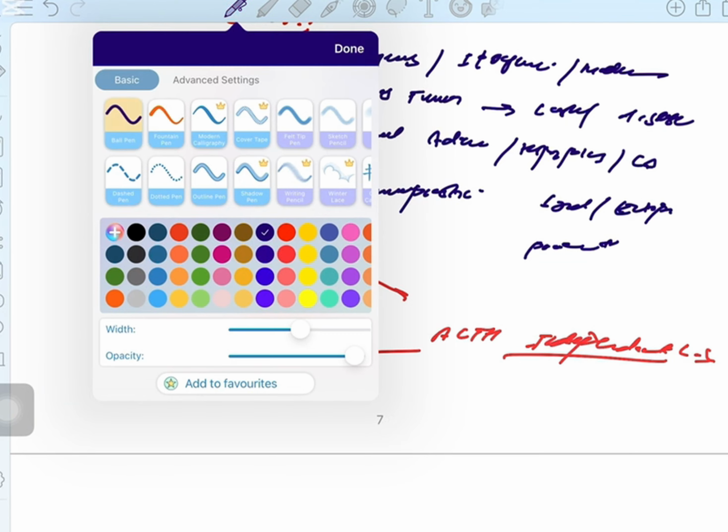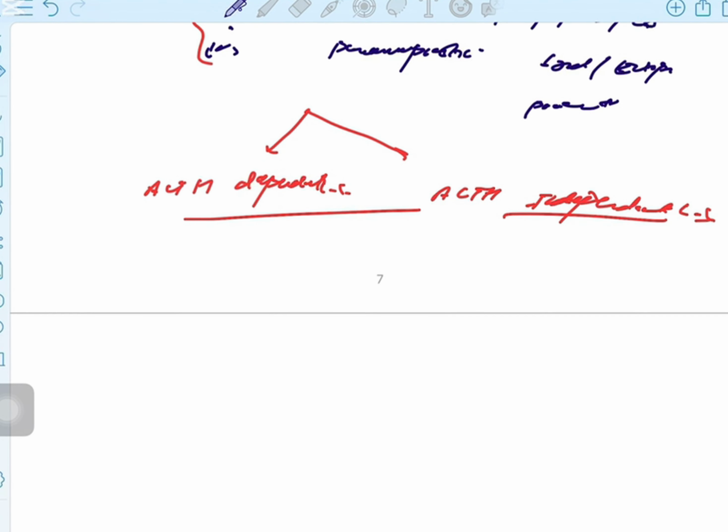Now you guys will give me the answer. What is meant by ACTH dependent Cushing syndrome? Just remember that if a person has Cushing syndrome and in that person the ACTH level is high and the cortisol level is also high, this condition is known as ACTH dependent Cushing syndrome. But if any person presents to us with a low level of ACTH and a high level of cortisol, then this condition is known as ACTH independent Cushing syndrome.